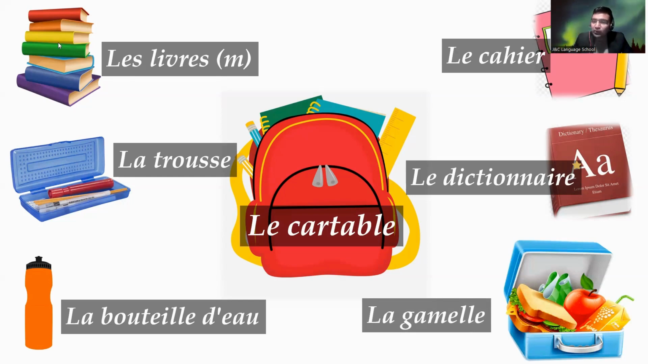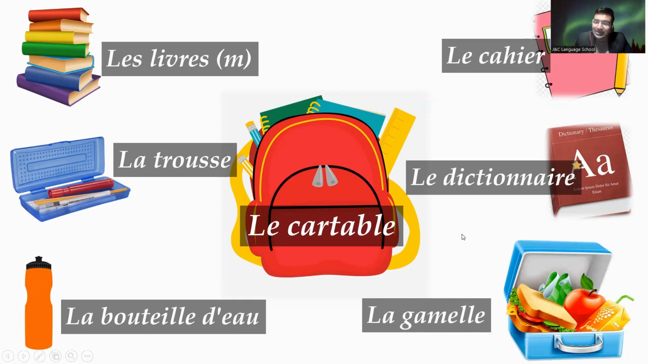I repeat these words once again. Listen to me carefully. Le cartable for the school bag. Les livres for the books. Le cahier, notebook. La trousse, pencil box. Le dictionnaire for the dictionary. La bouteille d'eau for the water bottle. La gamelle stands for lunchbox.